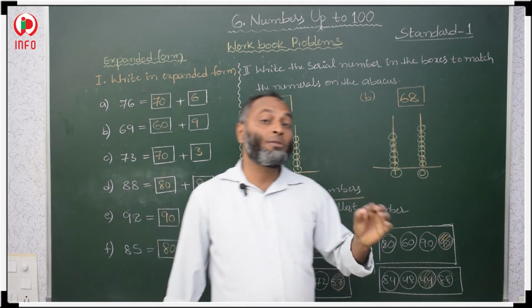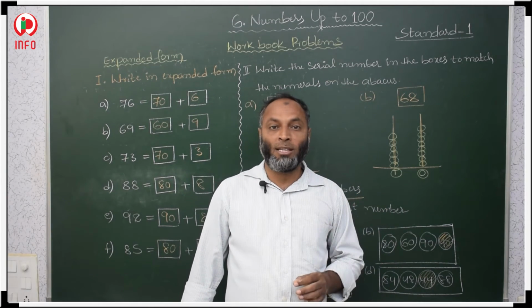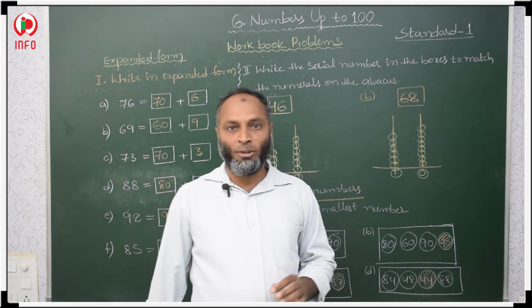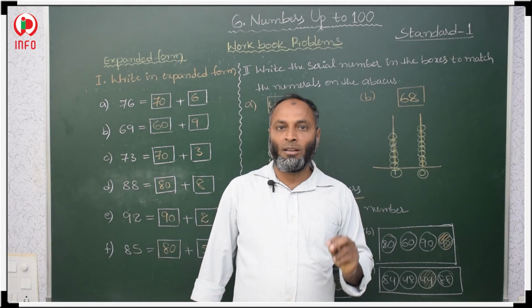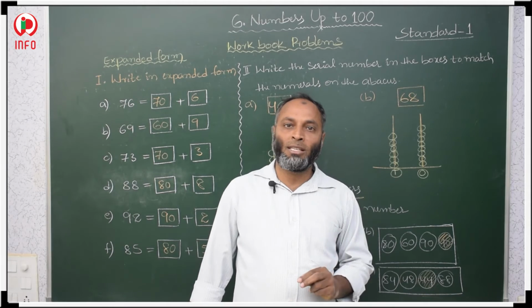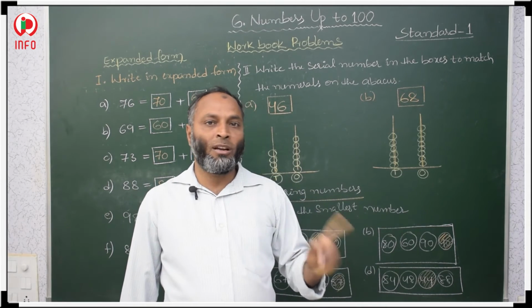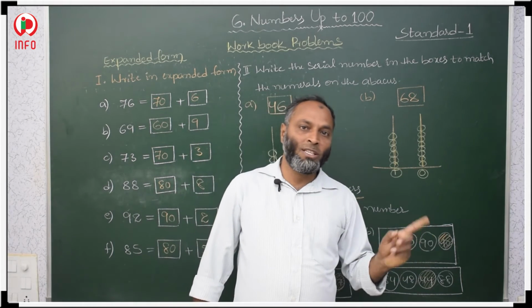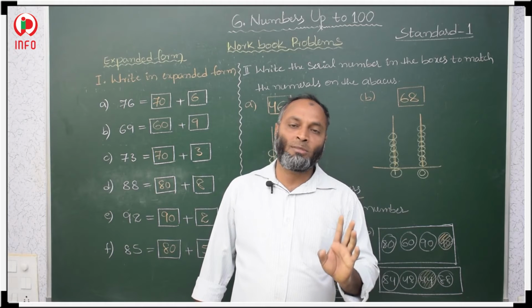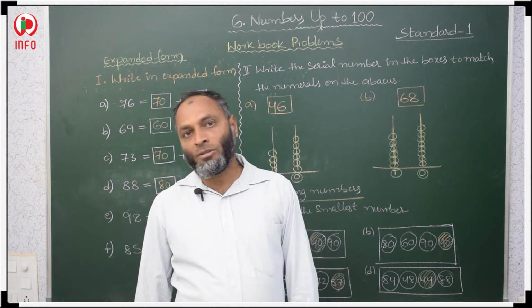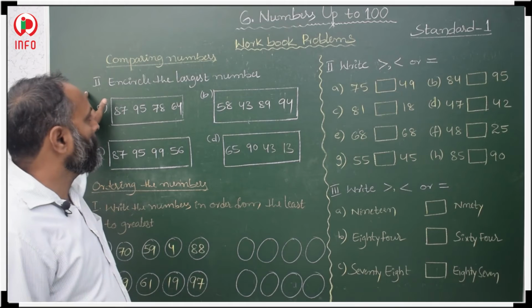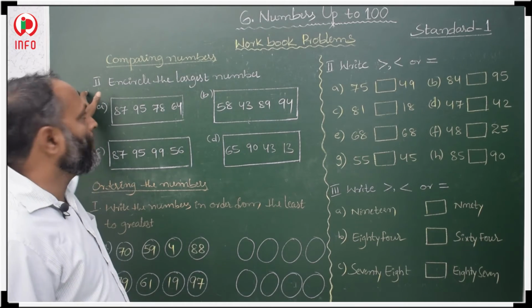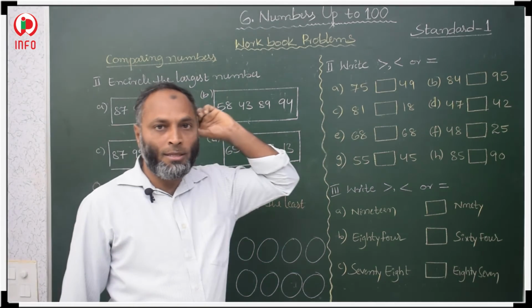First what we have to do, we have to check in tens place. In tens place whatever is a smaller number, that is smaller. If both the numbers are equal in tens place, then you go for ones place. In ones place whatever is the smaller, that is the smallest number. Okay students, now see here, encircle the largest number. In comparing numbers, encircle the largest number.